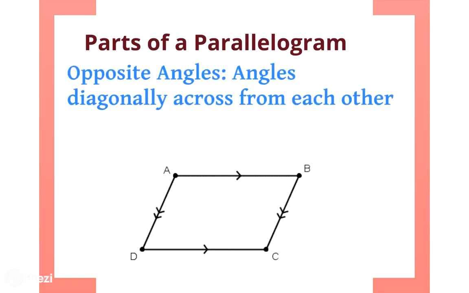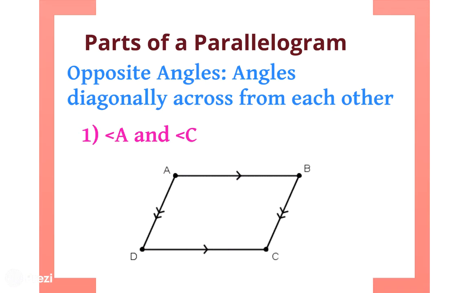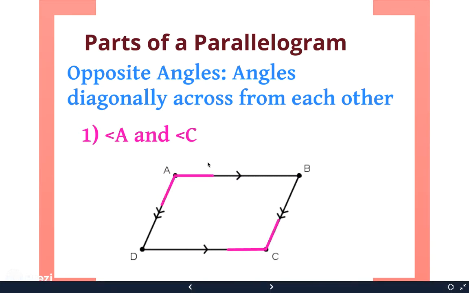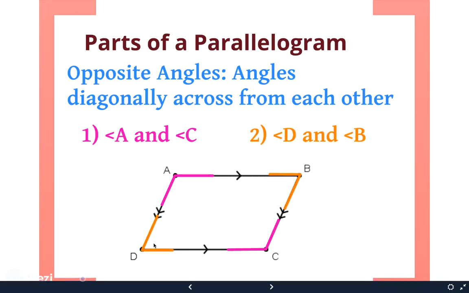We have opposite angles, which, guess what, you guys? They're the angles across from each other or diagonal from each other. So one pair of opposite angles are A and C. A is right across from C. And if you see, they are diagonally across from each other. Nifty, right? The other opposite angles are D and B. So D is right across from B, or they are diagonally across from each other. They're not the ones right side by side, they are diagonally across from each other when I say opposite angles.